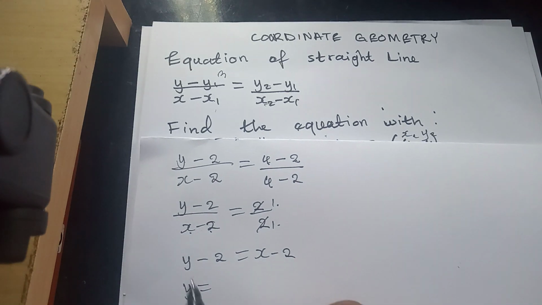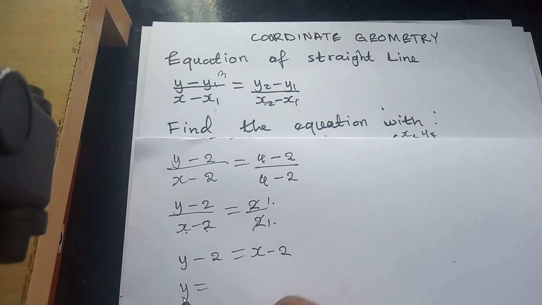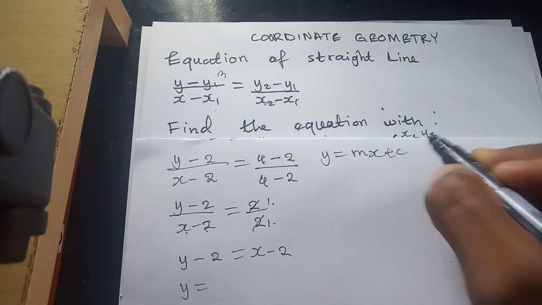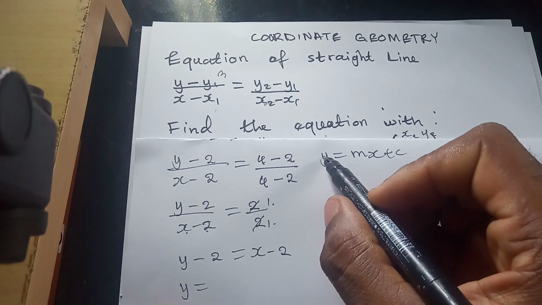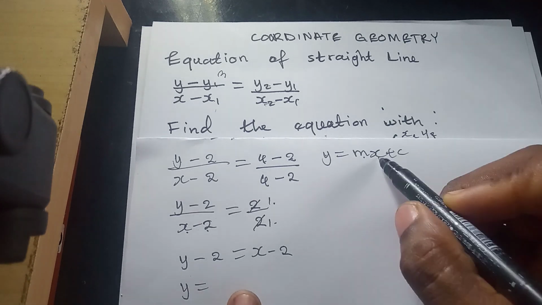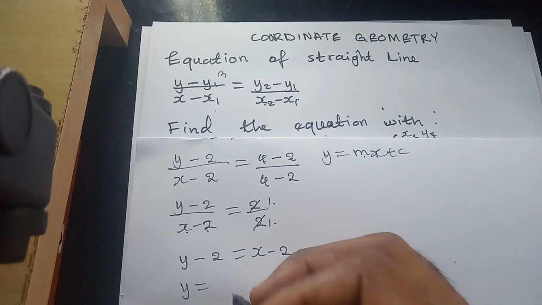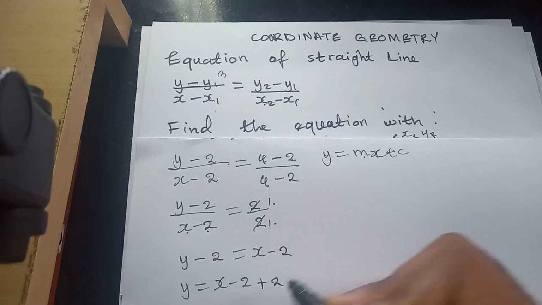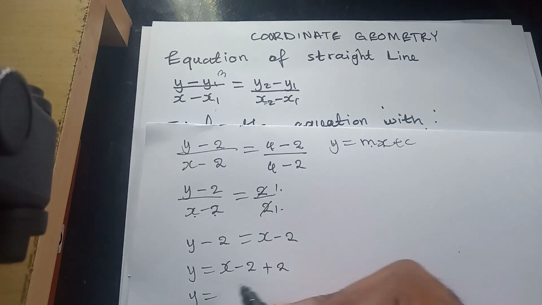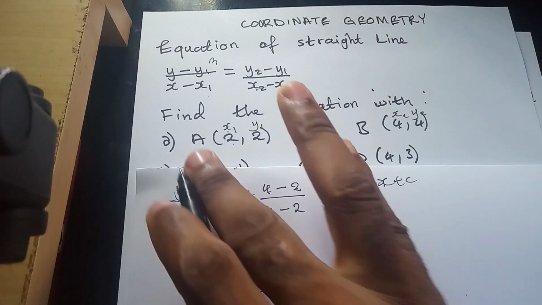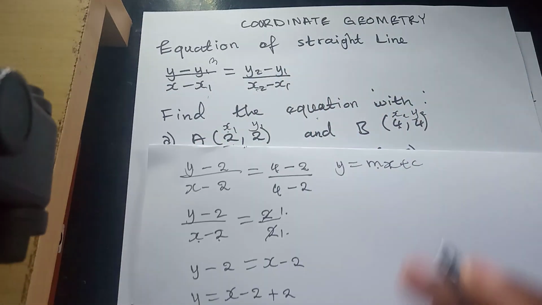Remember, your aim here is to make y the subject of the formula. You want your equation to look like this: where you make y the subject, the coefficient of x will be the gradient, then you have an x and then some constant. So you have x minus 2, you take the negative 2 to the other side, and y will be x, this plus this is 0. So the equation is y is equal to x. That's the equation connecting these 2 points.